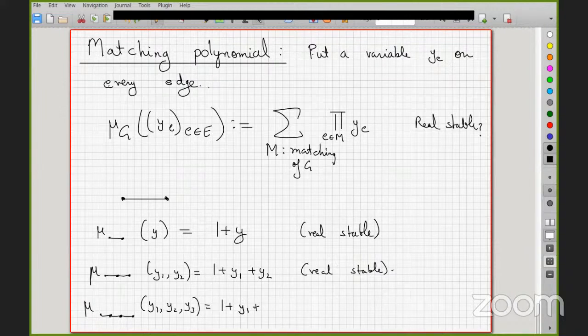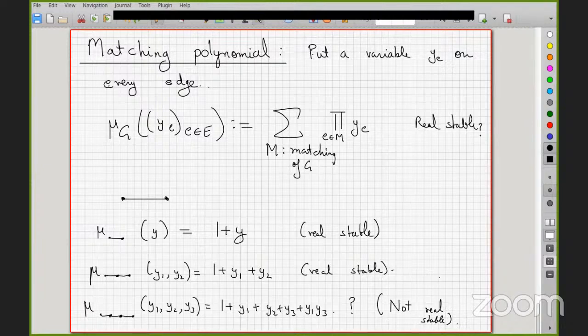Y1 plus Y2 plus Y1 plus Y3. Yeah. Is this real stable? So I'll leave you to check that. I hope I'm not making a mistake. But yeah, in general, the matching polynomial is not real stable.